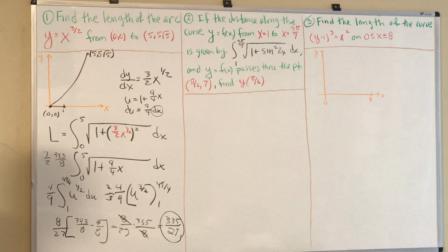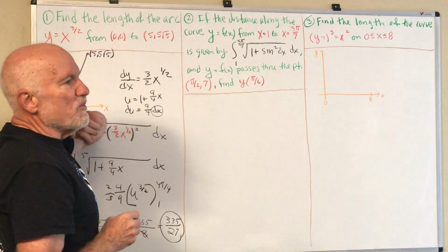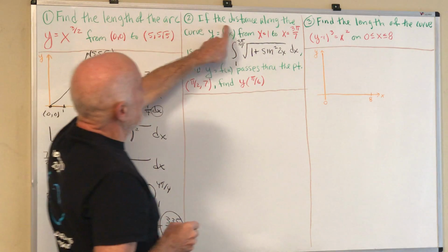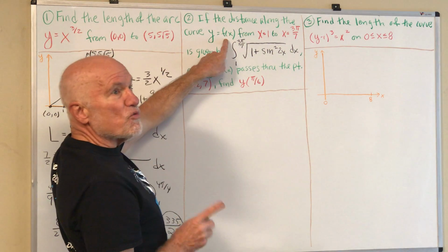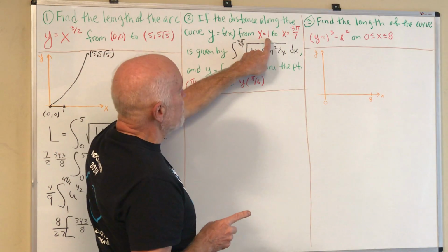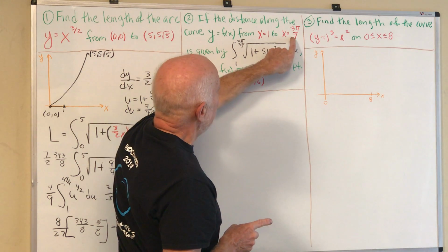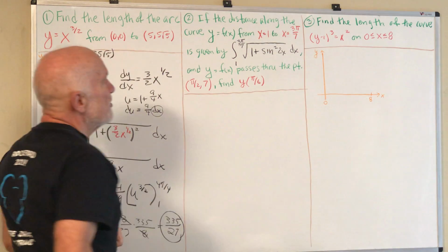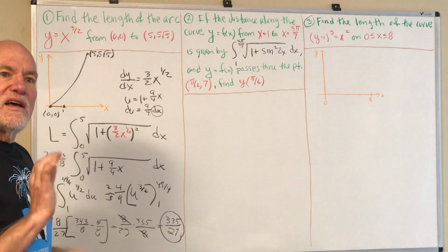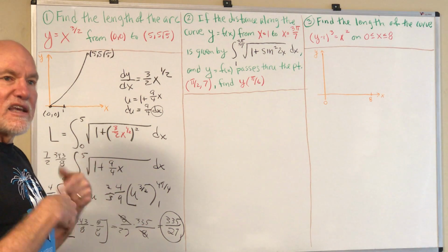Okay, so a different way to see if you could understand this formula, and also to test some of your skill from what we did in the last chapters, look at this problem, one like you've never seen before. If the distance along the curve y equals f of x, which they're not telling us what that curve is, from x equals 1 to x equals 3 pi over 7, is given by this integral. So they're telling us this time the distance along the curve in integral form.